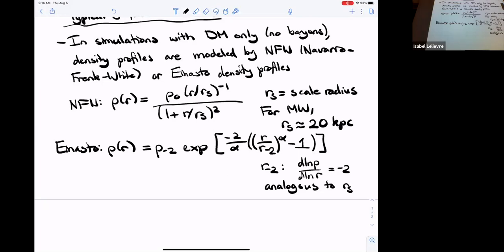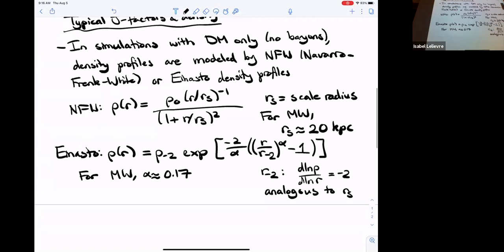And this parameter alpha tells you something about the scaling of rho with radius, something about the steepness of the cusp. And again, for the Milky Way and similar halos, the typical value taken for alpha is about 0.17.